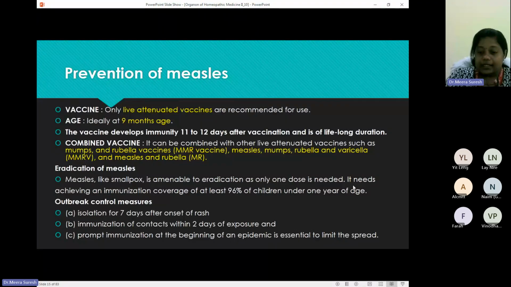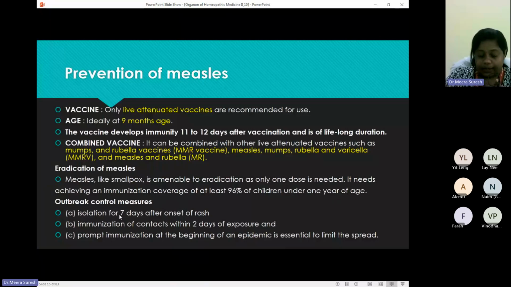But the thing is, to achieve that eradication, like that of smallpox, we need immunization coverage of at least 96% of children under 1 year of age. And in most of the developing countries, that is not the situation. It has not reached 96%. Even in India, I think Malaysia would be better. Even in India, the coverage is around 80, 85 percent.